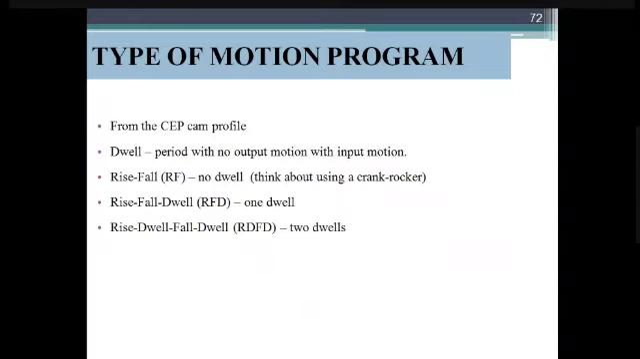So a dwell period, what about the dwell, rise, fall? We know that. A dwell is a period with no output motion. From the CAM, what are the things going to be solved? Rise, fall, no dwell. Rise, fall, dwell means one dwell. And rise, dwell, fall, dwell means two dwells. We are going to solve a problem, for example, rise, dwell, fall, dwell, two dwells.